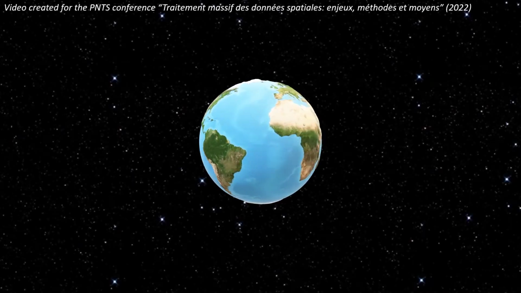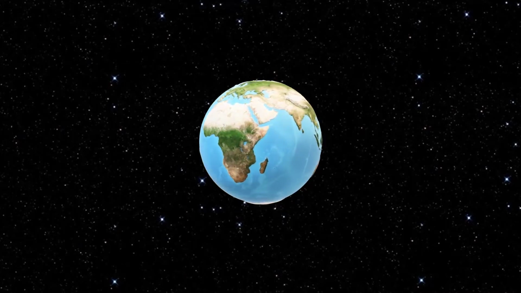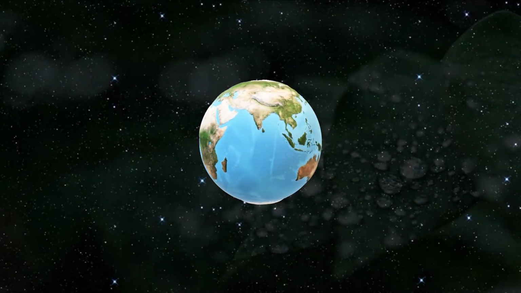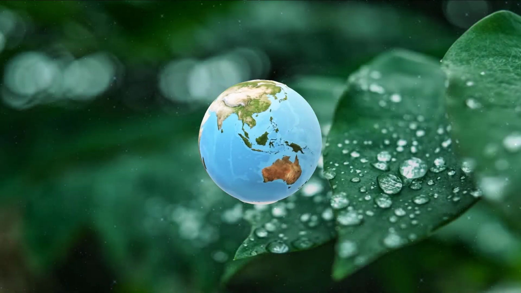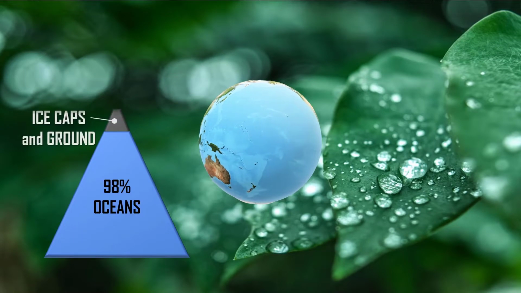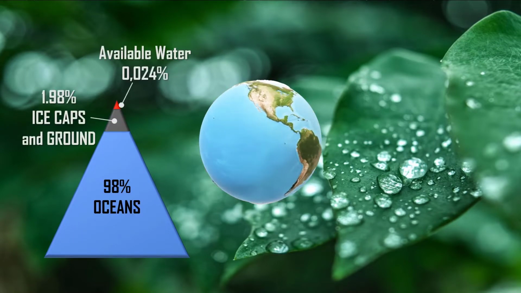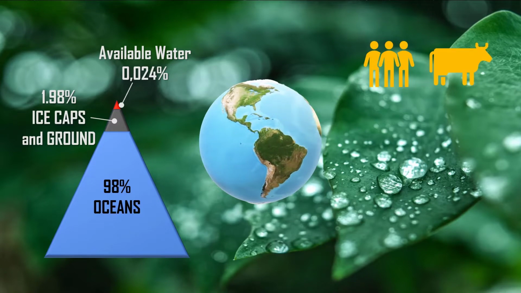Earth, the blue marble. Water covers more than 70% of the world's surface, and yet it's the most important natural resource for life on Earth. Most of this total is in the oceans, locked in ice caps or in the ground, and just a very small fraction is available for human and animal consumption and crop irrigation.